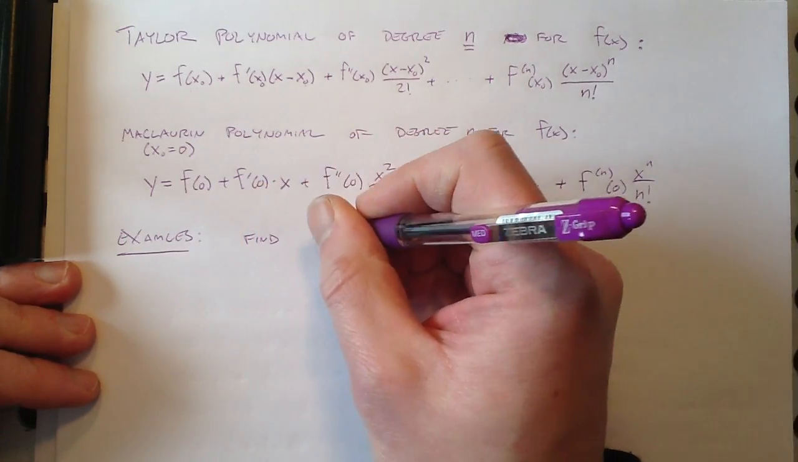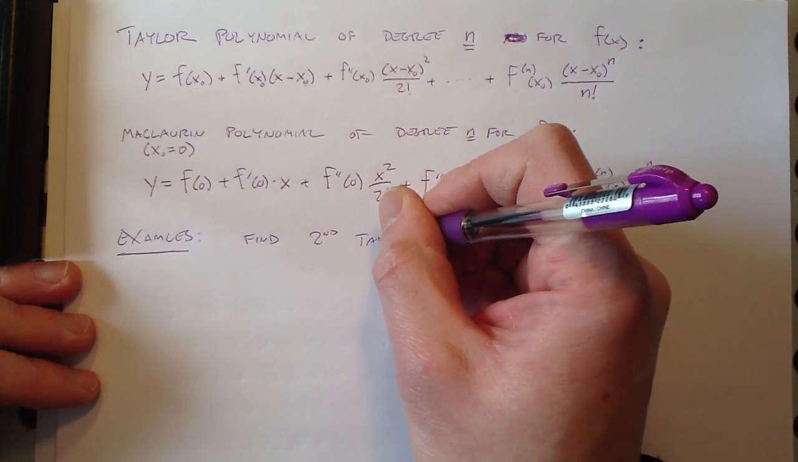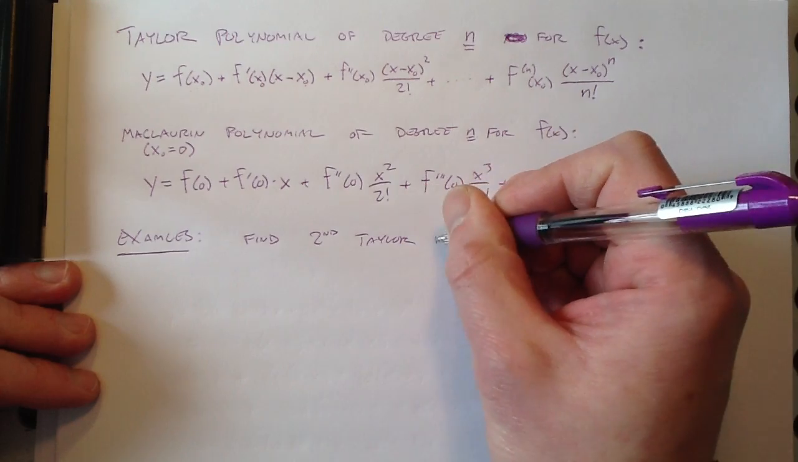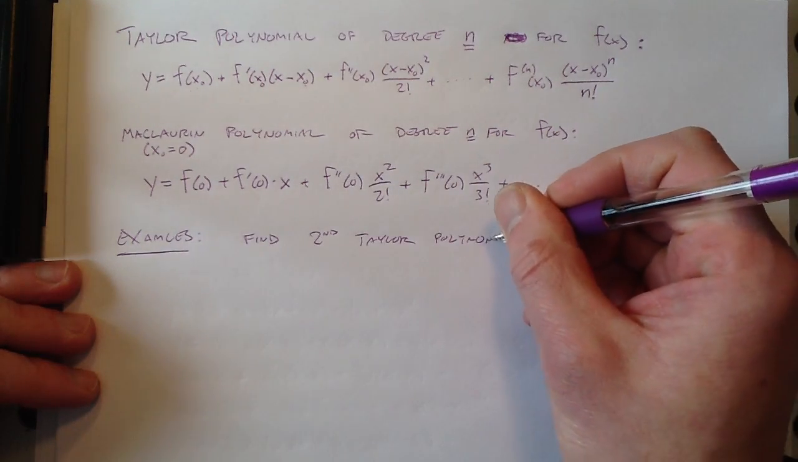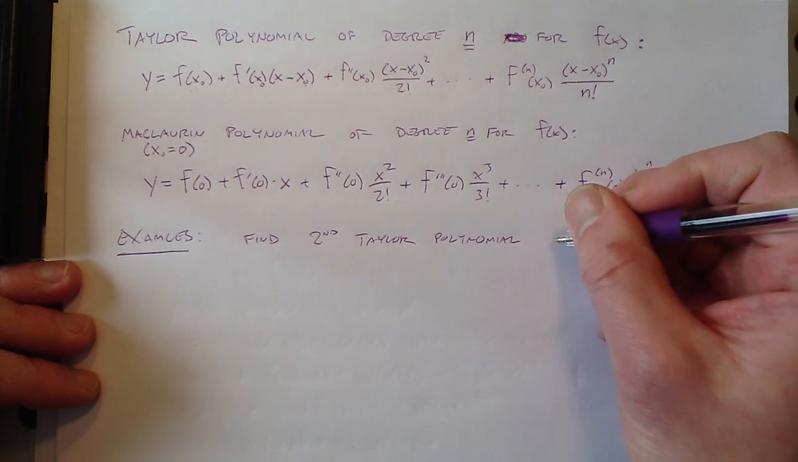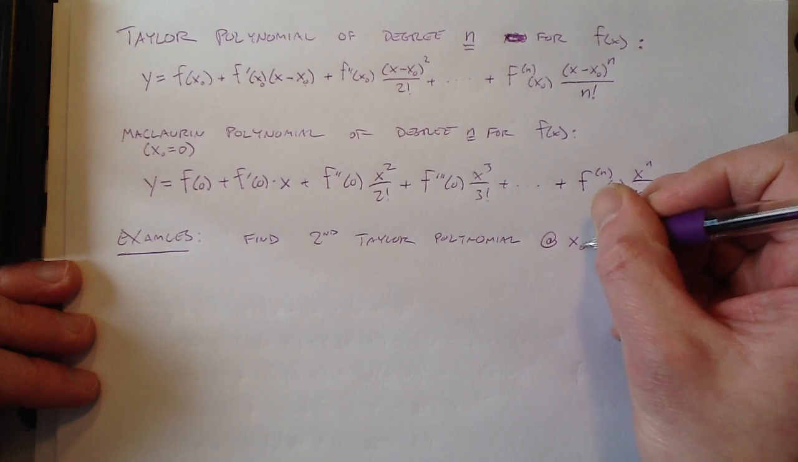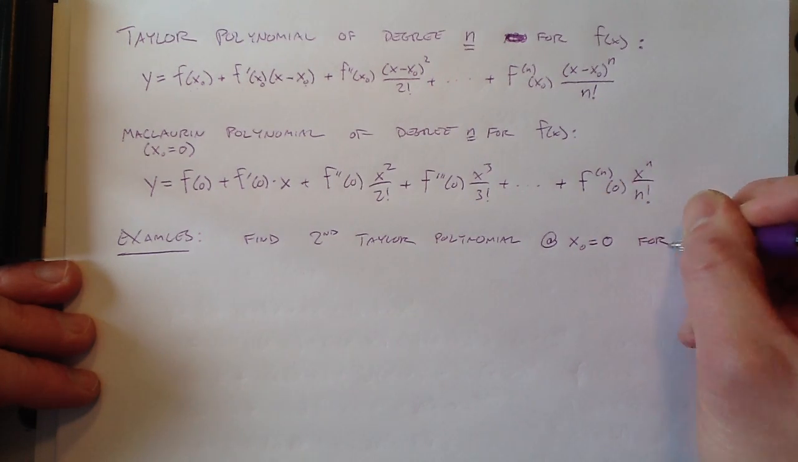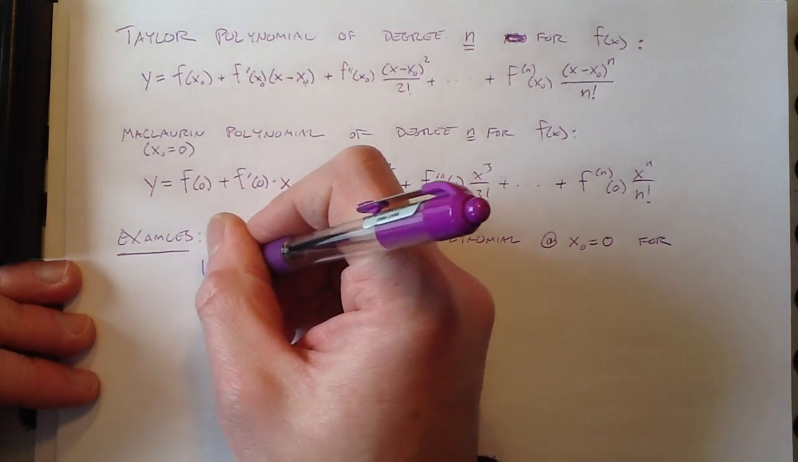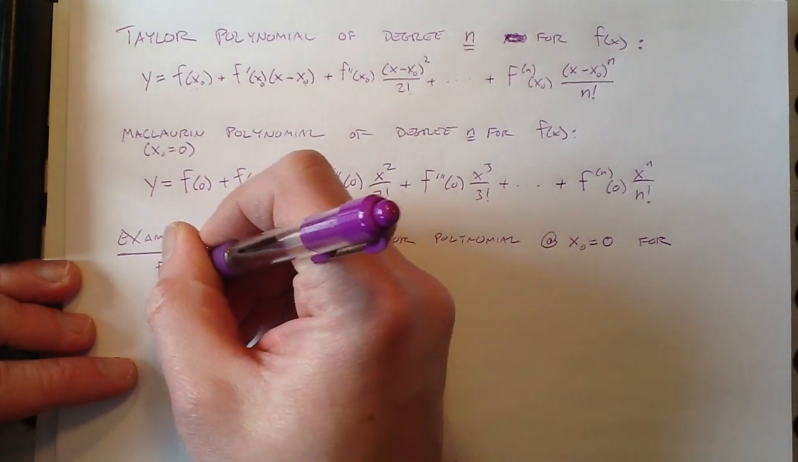Let's find the second Taylor polynomial. Second Taylor polynomial means second degree at x sub 0, 0 for natural log x, for that function.